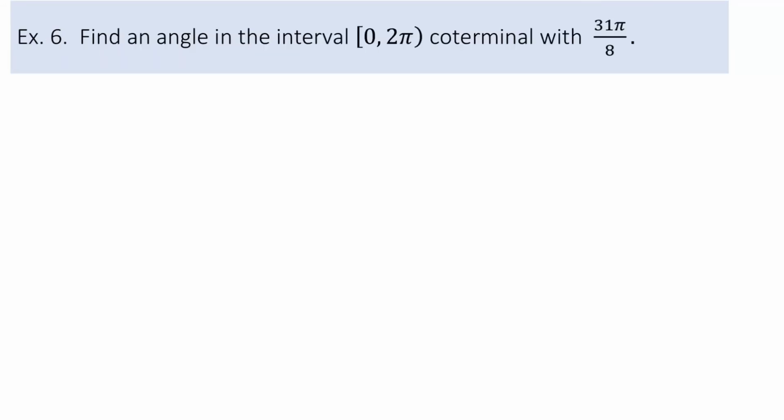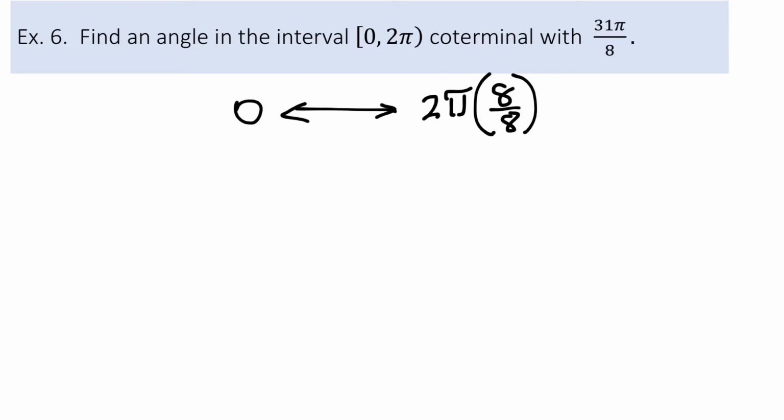Okay, so this example says, find an angle in the interval 0 to 2 pi that is coterminal with 31 pi over 8. I want to check whether 31 pi over 8 is between 0 and 2 pi. So I'm going to rewrite 2 pi in terms of eighths so I can examine this carefully. That's 16 pi over 8.